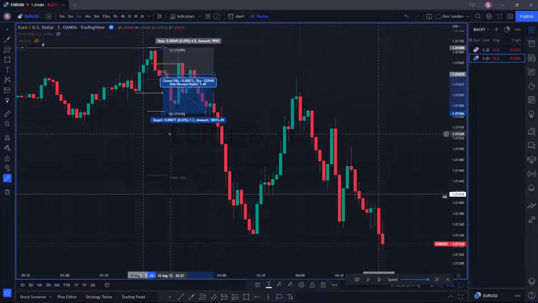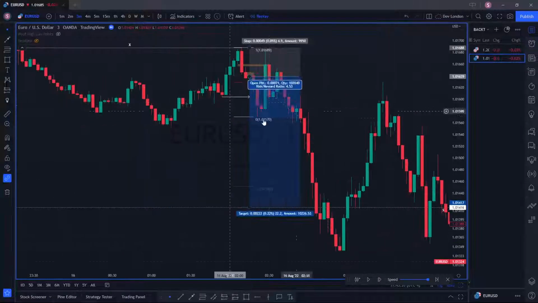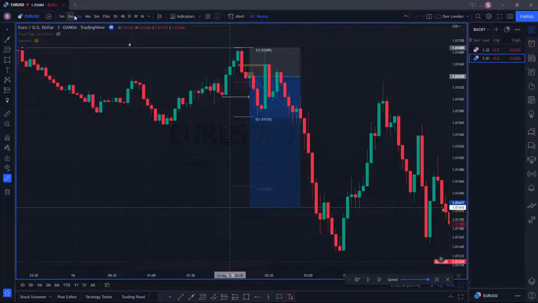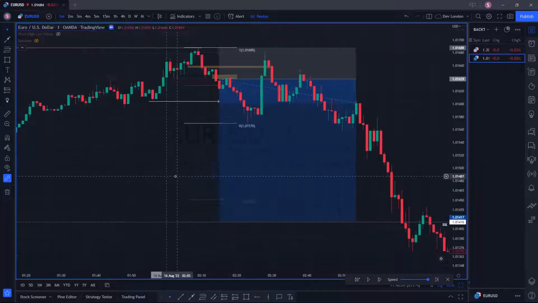1 minute entry, and then you're aiming for the same thing. So you shoot all the way down for our sell side liquidity target. Could have netted you 4.5 risk to reward, right? This is just an example of a 1 minute setup.